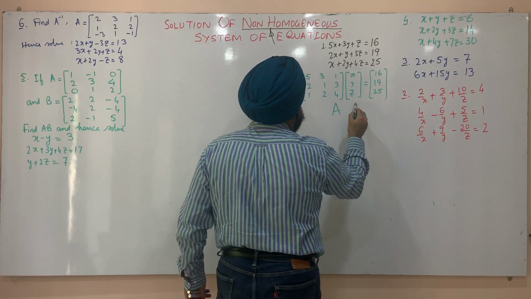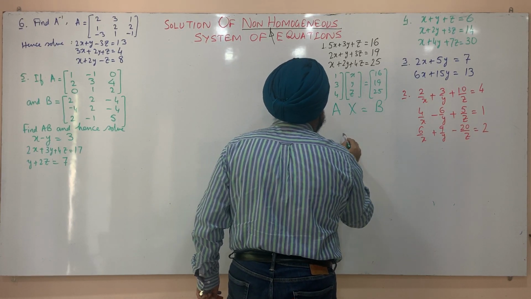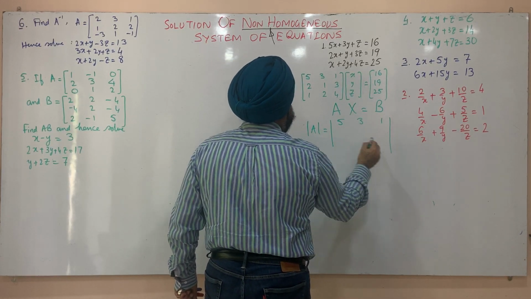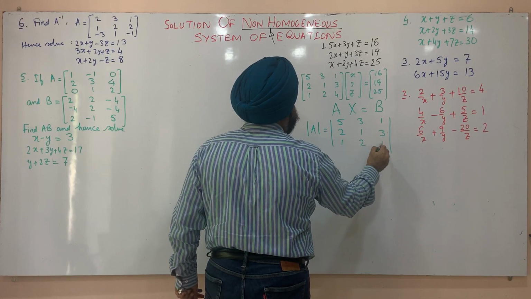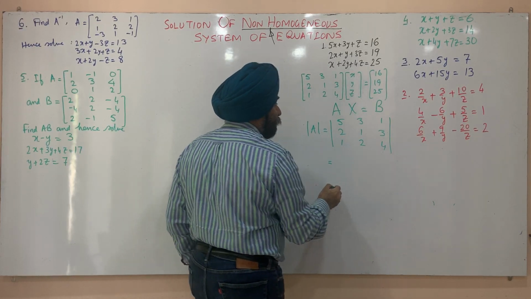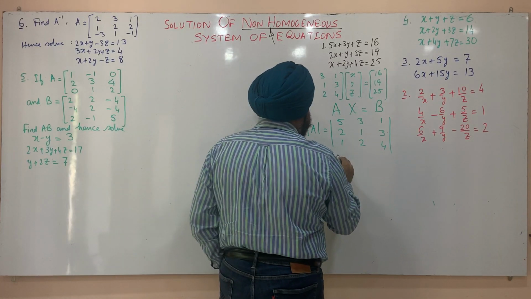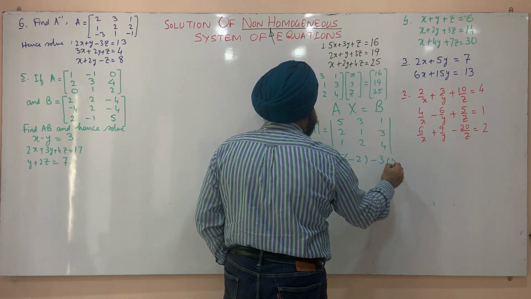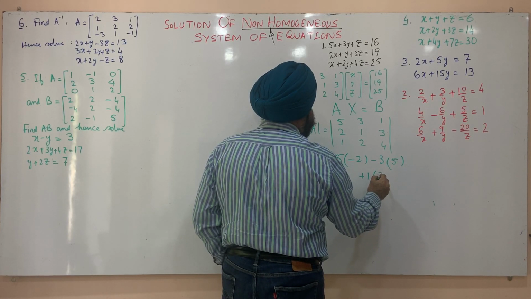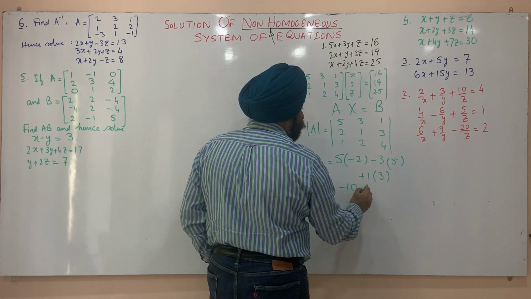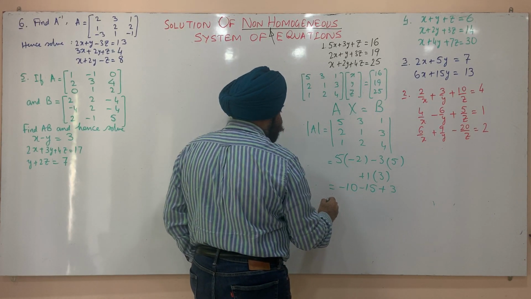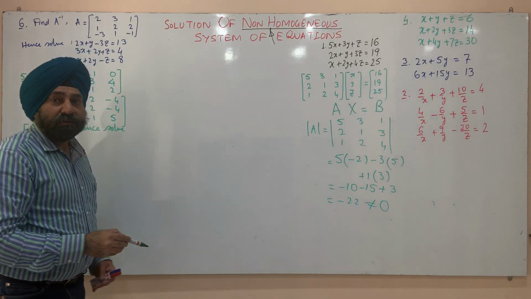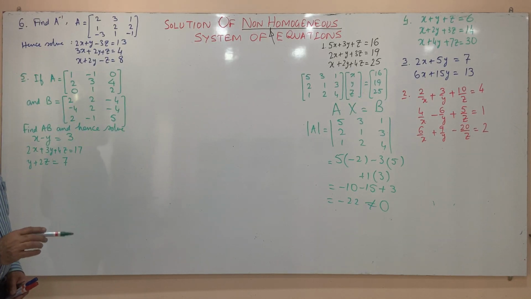Again, like discussed just now, we write AX = B. Let's find out the determinant of A. We can simply expand along the elements of the first row. This is 5(4 − 6) − 3(8 − 3) + 1(4 − 1), which is 3. So this is −10 − 15 + 3, which is −22. This is not equal to 0. Determinant not equal to 0 means the system is consistent with a unique solution.